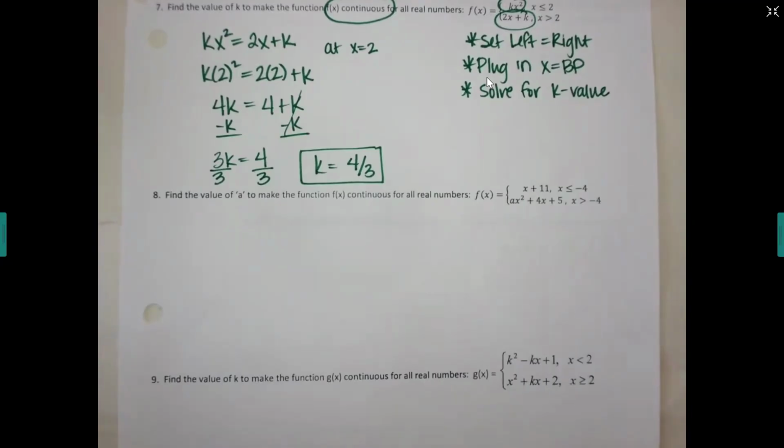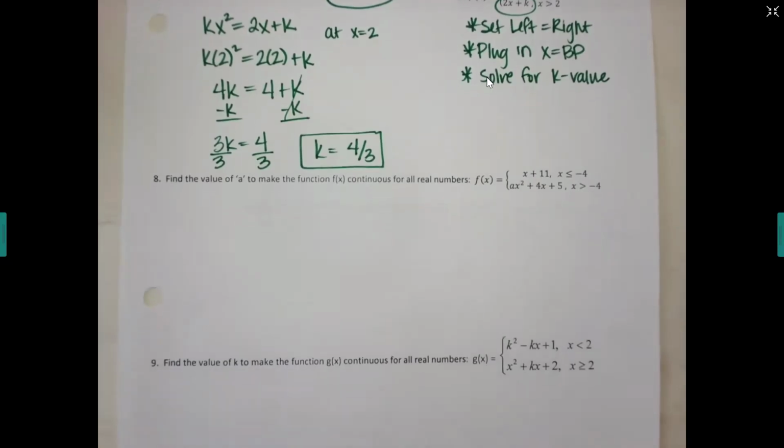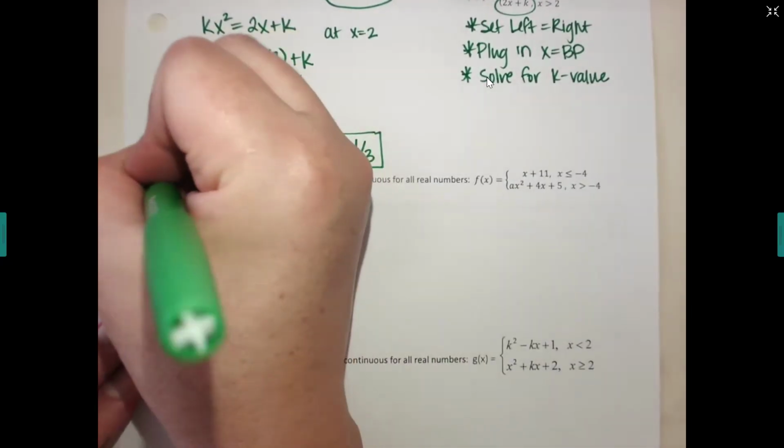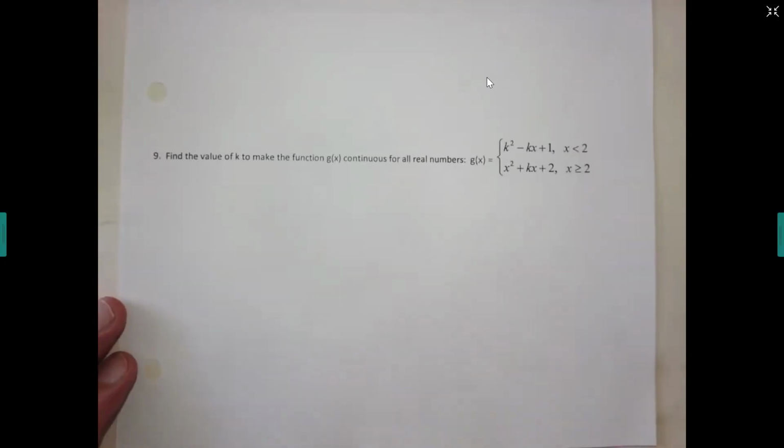Okay, try the next one. Or actually, let's skip 8. Let's do 9. Set up number 9. Can k also be 0? No, because that will 0 out your left side. Okay, so we're skipping 8. We're going on to 9. So you're taking left equals right, then you're plugging in the breakpoint. You're doing number 9.